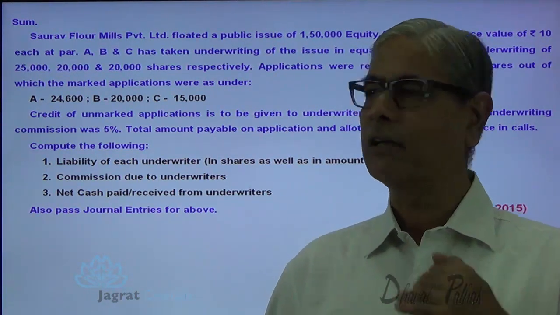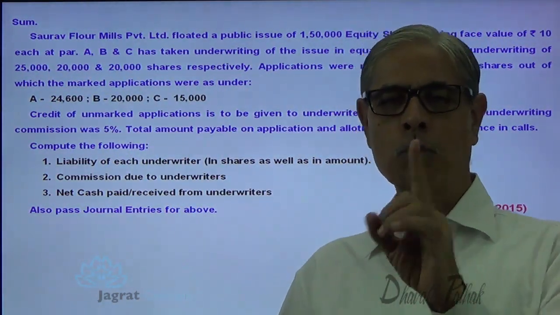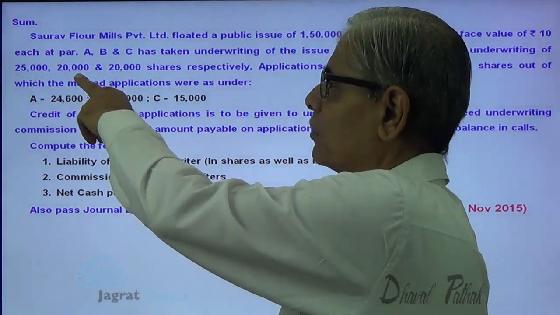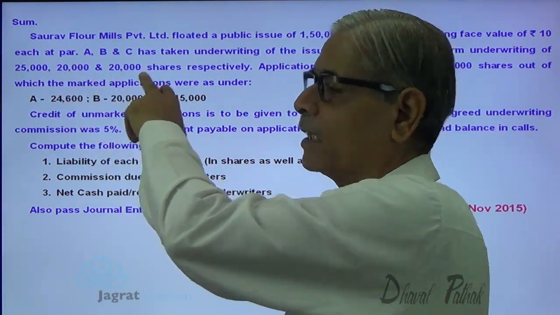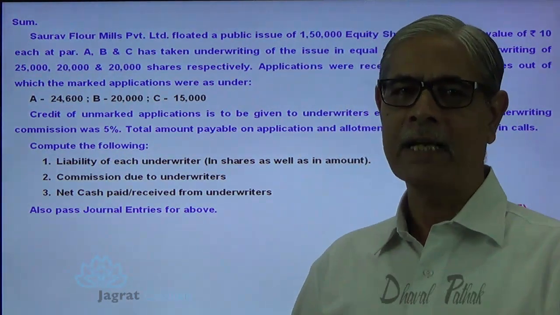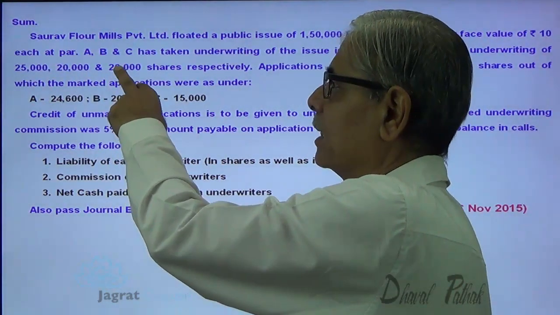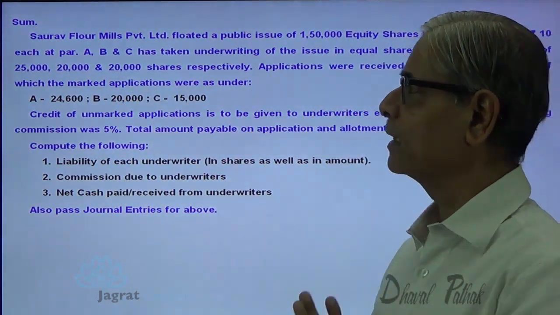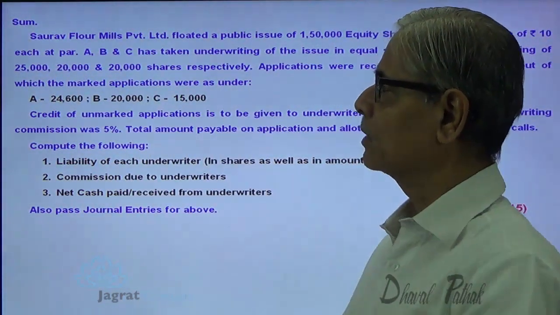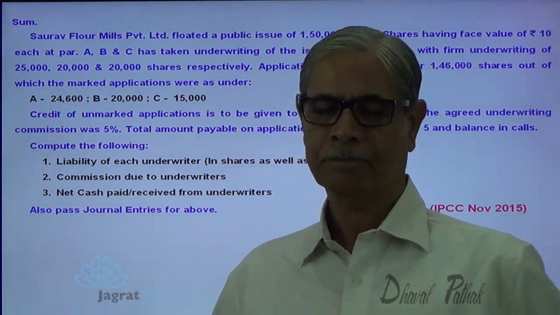Over and above, they are required to go for firm purchases 25,000, 20,000 and 20,000 shares. So the total number of shares that underwriters are required to purchase: 25 plus 20 plus 20, that is equal to 65, plus 4,000 applications that are so short. So these are the number of shares that the underwriters are required to purchase. How much? 25,000, 20,000, 20,000 plus 4,000. So that will work out to be 69,000. 69,000 shares will be purchased by underwriters, including firm.